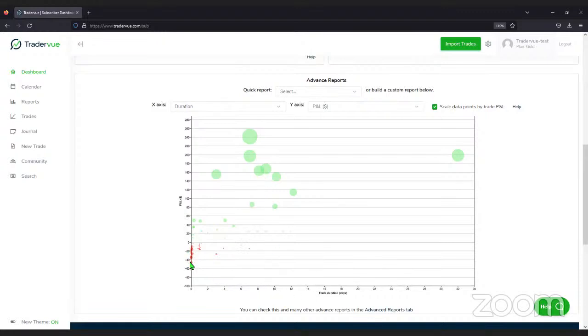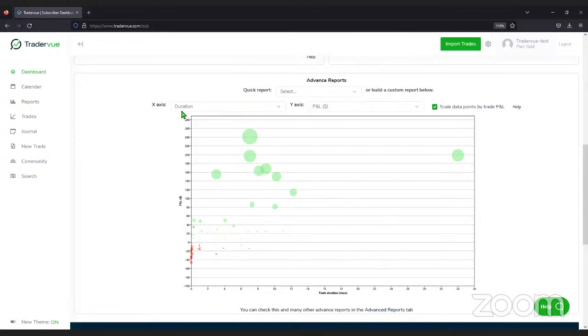And the losing trades are held for very short times, 1, 1.5, or sometimes 2 days. But after that, you can see that this trader is not holding on to losers, basically. And so that's a quick example of a quick advanced report that we can use.